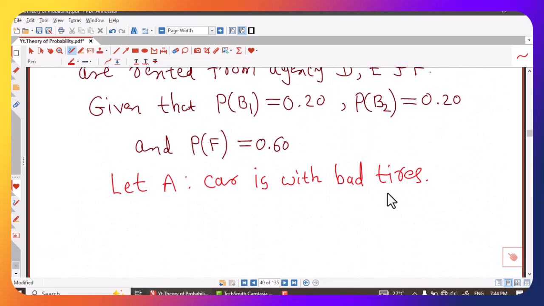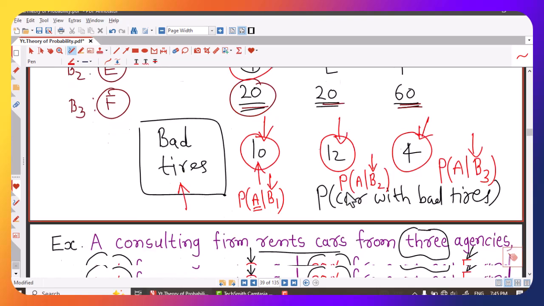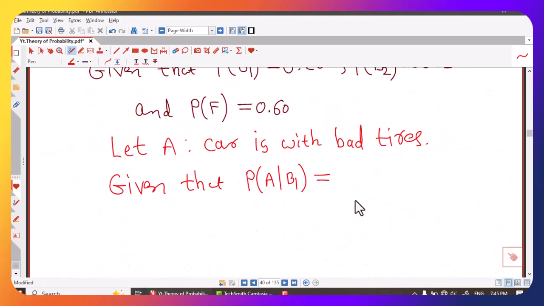So that is given. So again we write, given that the probability that a car with bad tires has come from agency D is 10%, that is 0.10.